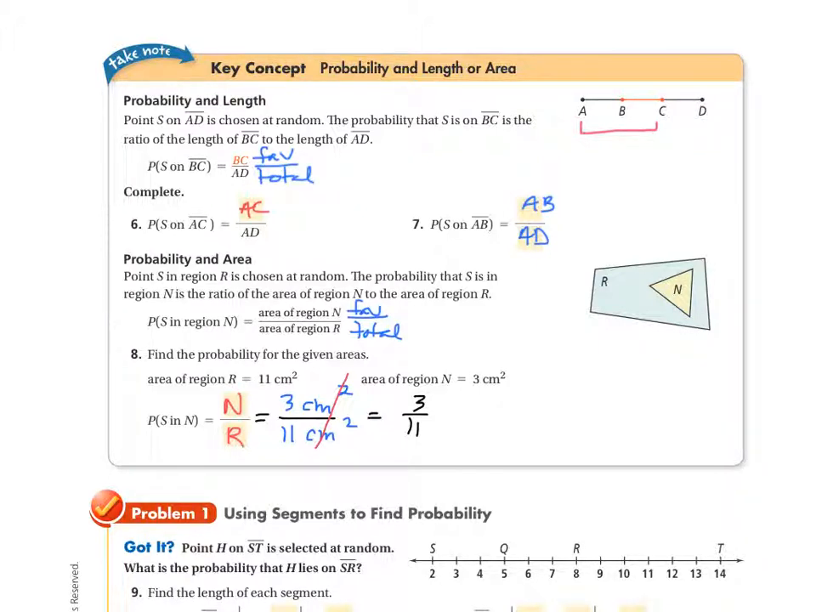3 divided by 11 is 0.27, and the 27 repeats, so you put your repeat bar over that. Yes? I prefer fraction, but just pay attention to the directions and see what they want.